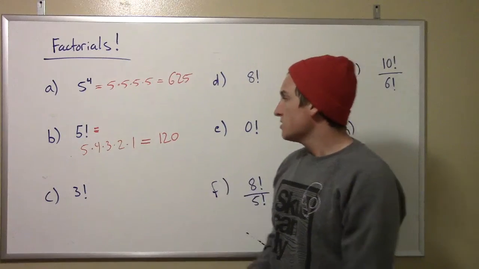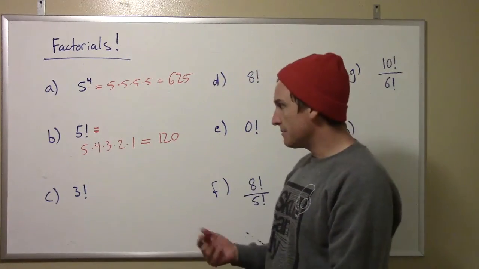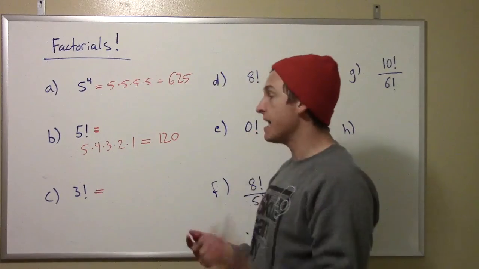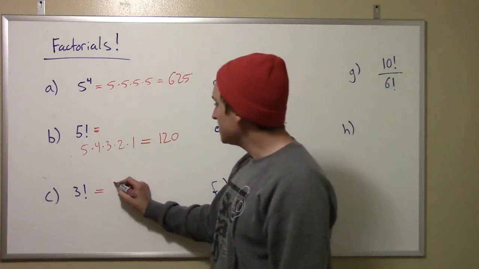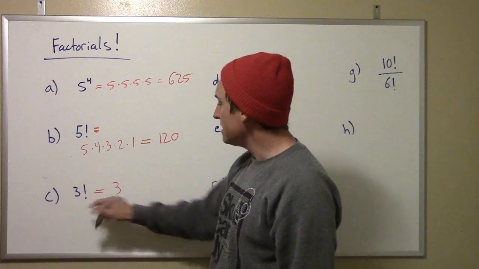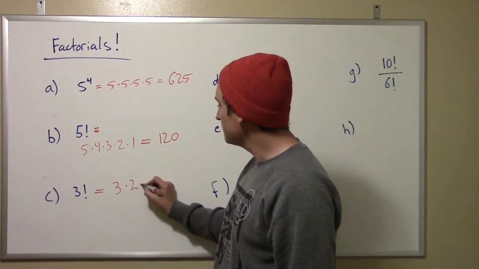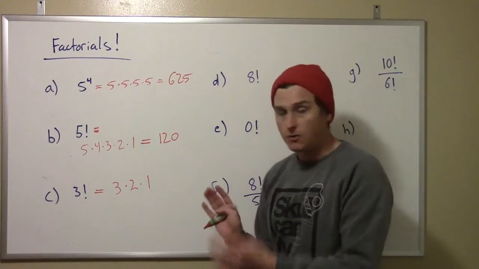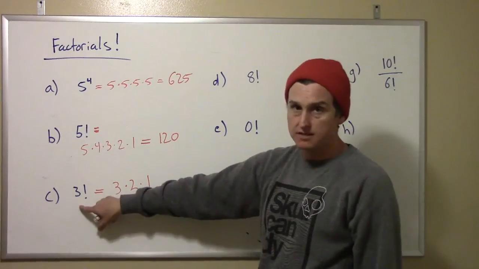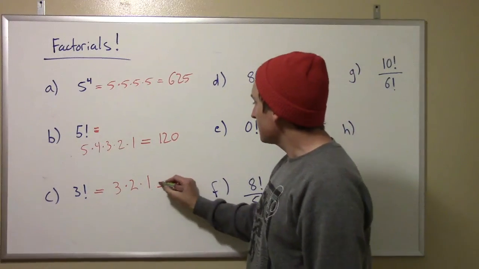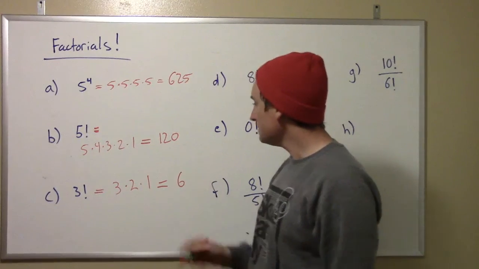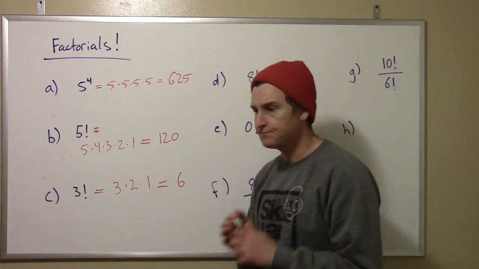Okay? So that's what 5 factorial is, this is how you expand it, and this is what it's equal to. So 3 factorial, same kind of idea. 3 factorial is a product. We can expand 3 factorial. We start with the number 3, and then we count down from 3: 3, 2, 1, multiplying all the way. So this is the expansion of this. And 3 times 2 is 6, and 6 times 1 is 6, so 3 factorial is 6, okay?